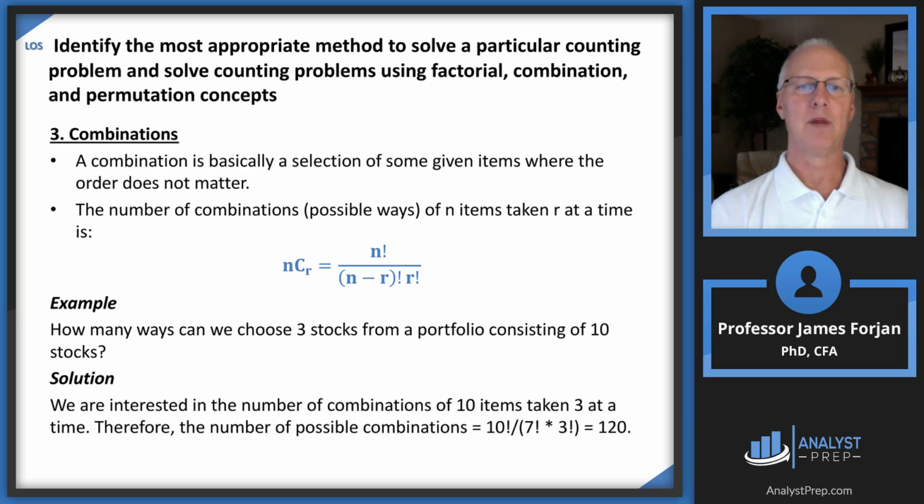All right, how about combinations? This is basically a selection of some items from given items where the order does not matter. So there's a good formula there. Let's take a look at an example. How many ways can we choose 3 stocks from a portfolio consisting of 10 stocks? So this is different than part 2.